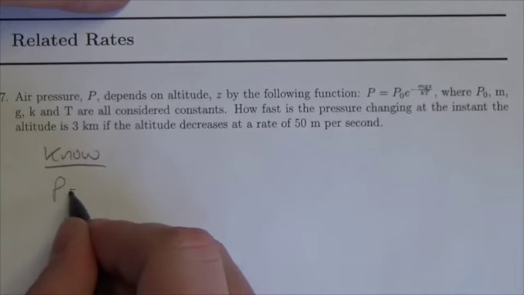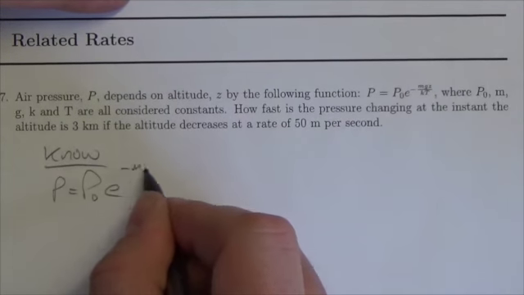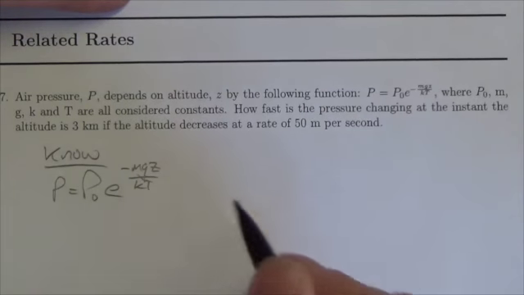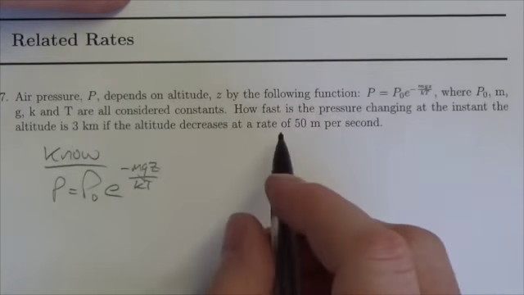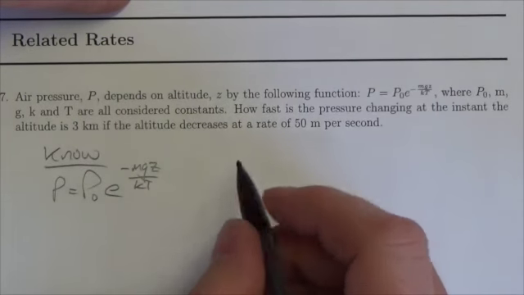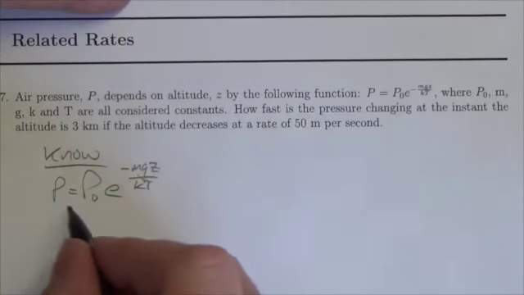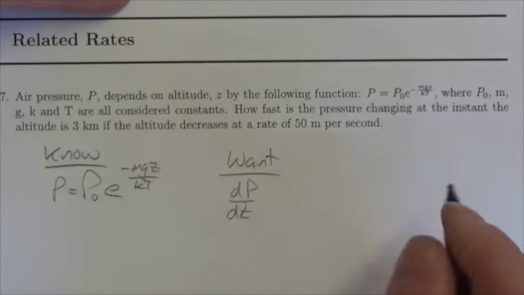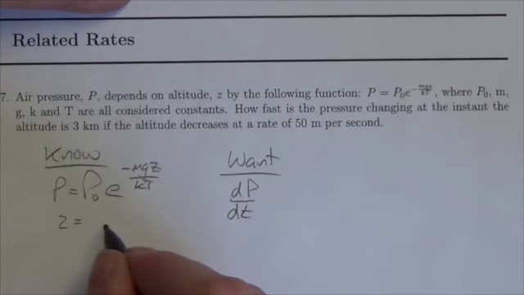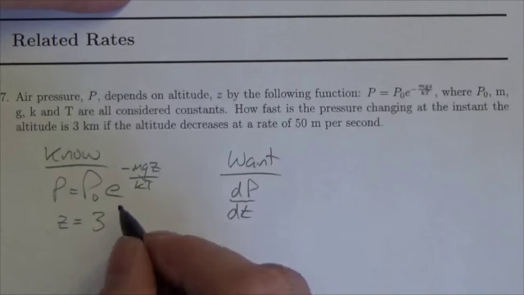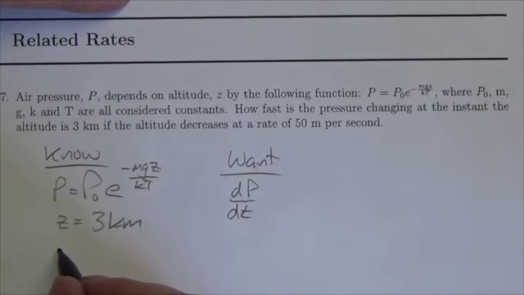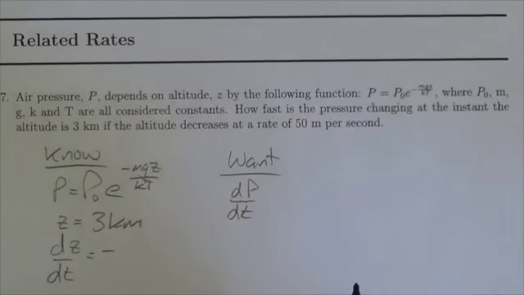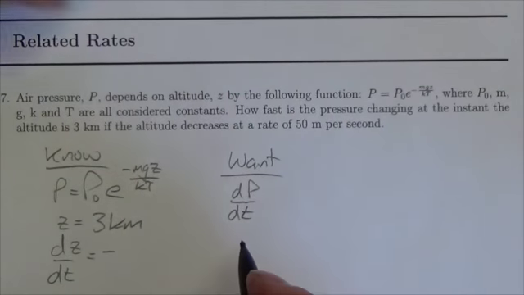Well, we know the equation. P is equal to P naught e to the negative mgz over kt. Most of these are constants here. What I'm looking for is how fast pressure is changing, so I want dP by dt. I know that we're looking at the specific spot when the altitude is 3 kilometers. And the altitude is changing, so dz by dt is decreasing at a rate of 50 meters per second.